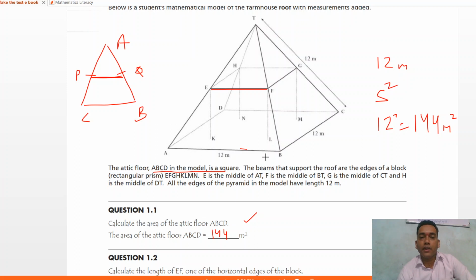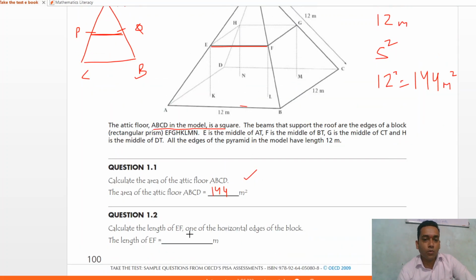Here also, in this triangle, E is the midpoint of side AT and F is the midpoint of side BT, and on joining these midpoints we get this line segment EF. According to the theorem, EF will be parallel to AB, and its length will be half of AB. This is 12, so EF will be 6 meters. While writing the answer, also explain it, just simply write: because of the midpoint theorem.